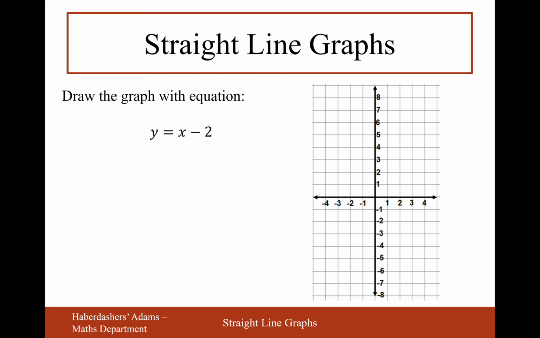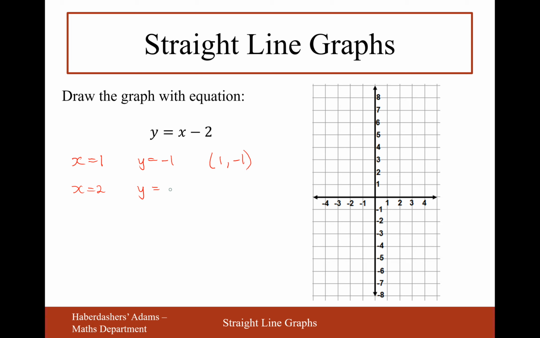Let's just do a few more of these, drawing graphs by the coordinates. So let's pick x equals 1. Then y will equal 1 minus 2, which is minus 1. So therefore we get the coordinate 1, minus 1. Let's pick the x number of 2, another easy x number.